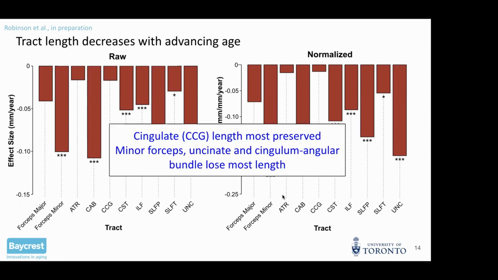And so we'll see that the cingulum bundle in this case is actually most preserved in aging lengthwise, whereas the minor forceps and the uncinate fasciculus and cingulum angular bundle, which represents more the posterior cingulate, lose the most length. So this is one way to look at a tract by its length.